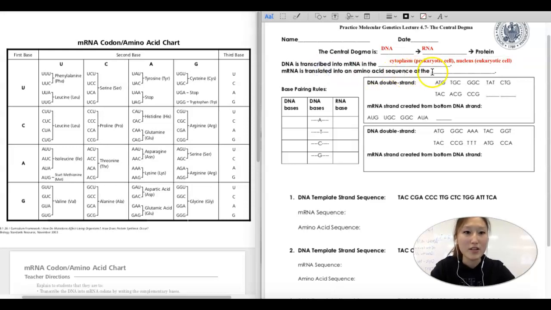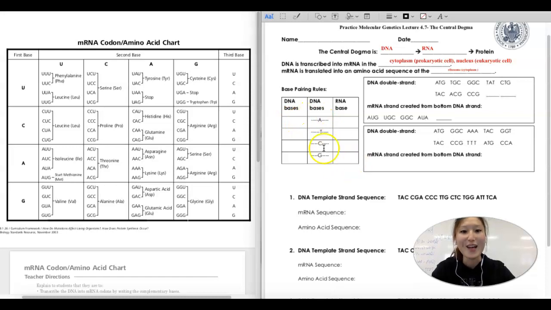mRNA is translated into an amino acid sequence at the ribosome. So this is something that happens in everything. It doesn't matter what kind of organism you are. You have ribosomes that have a job to do translation. And the ribosome is always in the cytoplasm. Okay, I don't know why the words are so small. You heard what I said.